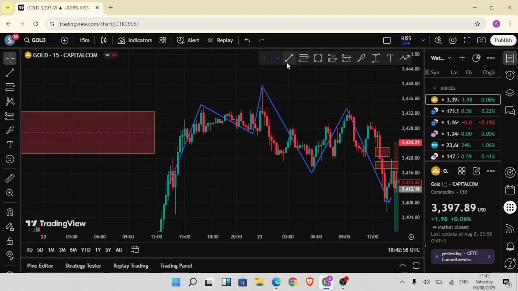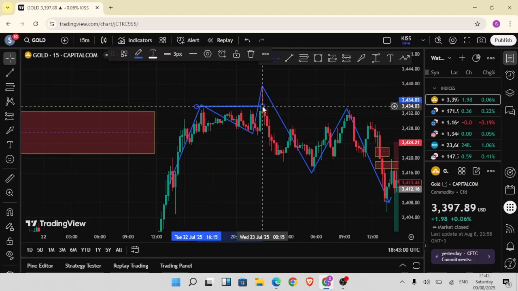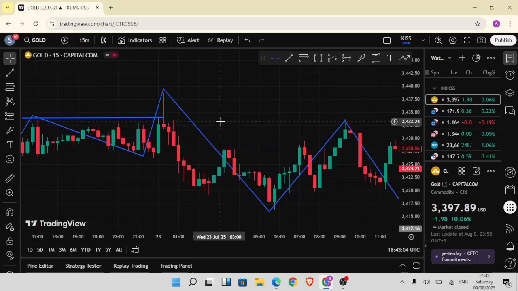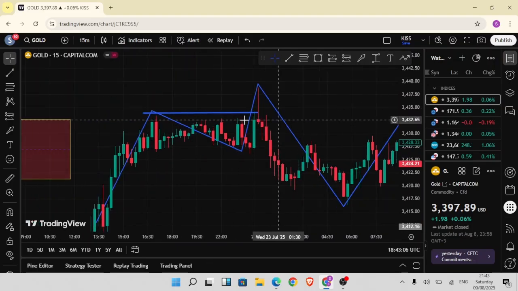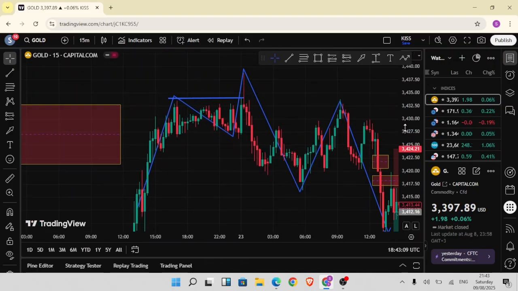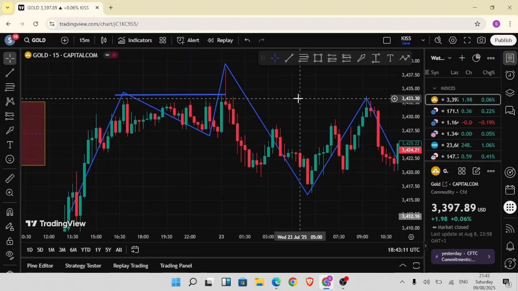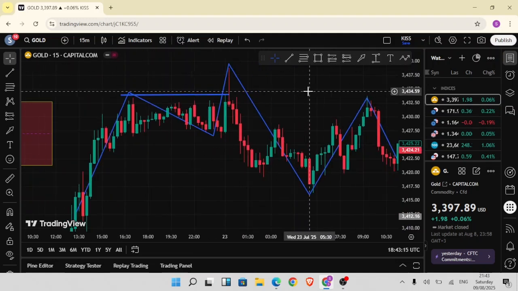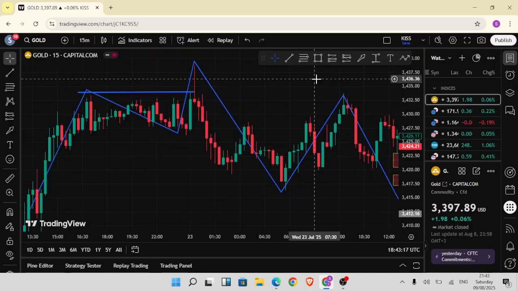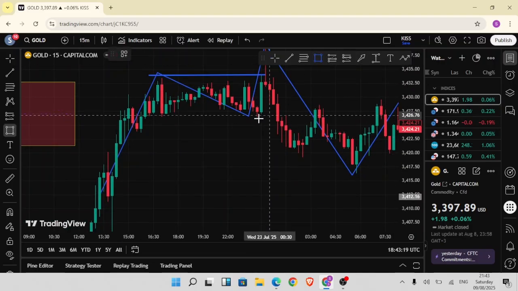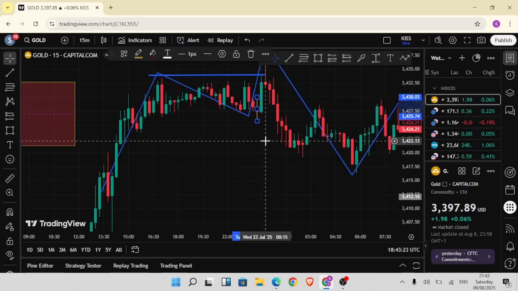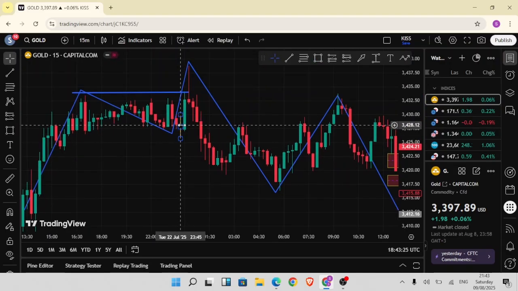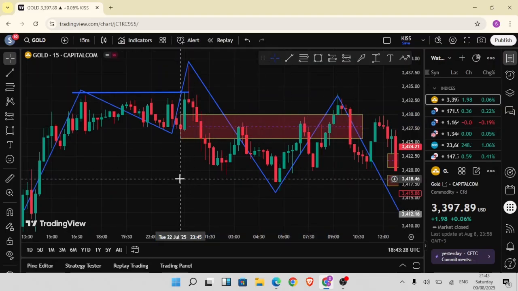The next condition being met is price sweeps this high. ICT traders call it a liquidity sweep to the high, and then the last bearish candle prior to this sweep becomes a breaker block. So we have this low, and then right here, there's a breaker block.